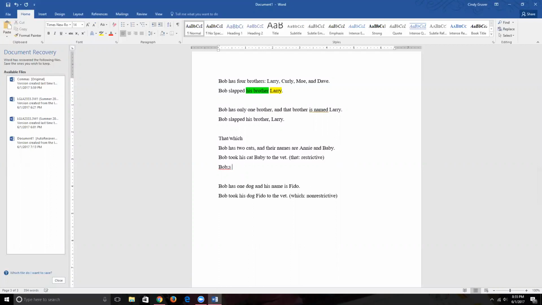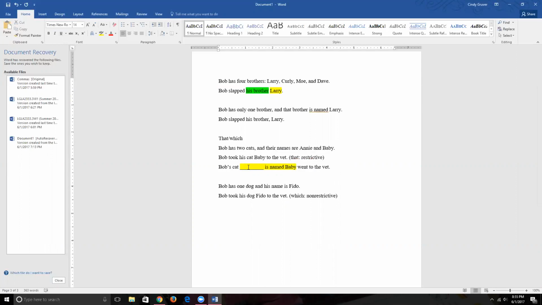Bob's cat that is named Baby went to the vet. So our question is, should we use, let me just put this in yellow, actually I'm going to put a line here. Should we use which or that under these circumstances?